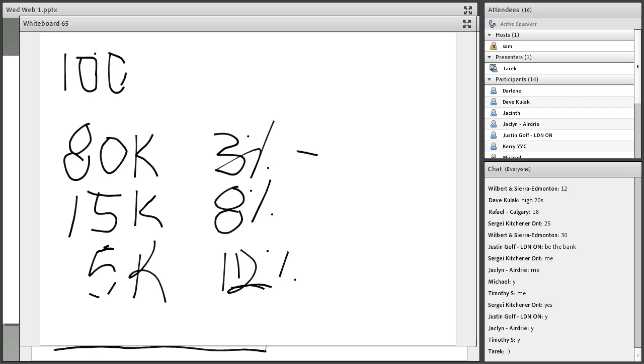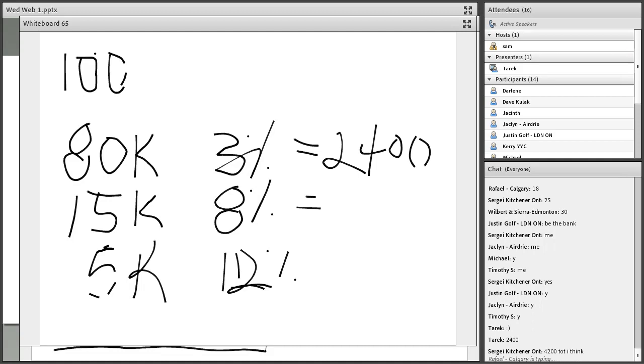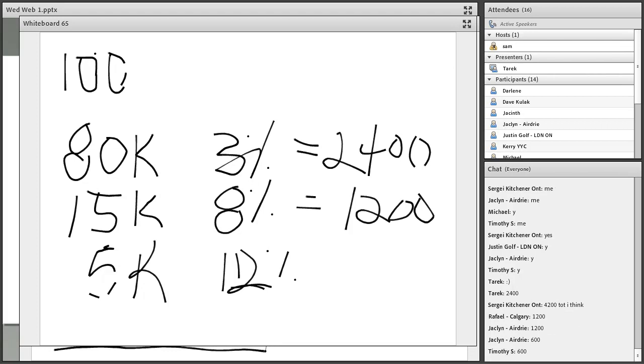Now, for us to understand what the cost of this money is, what do we do? Well, we go 3% of 80 per year is how much? Who can tell me? What are we going to pay in interest per year? Exactly. 2,400. Good. And if we're paying 8% on 15K, what are we going to pay per year? Let's do one by one. 15 at 8, it's 1,200. Good. And 5K at 12%. How much is that? 600. Excellent.